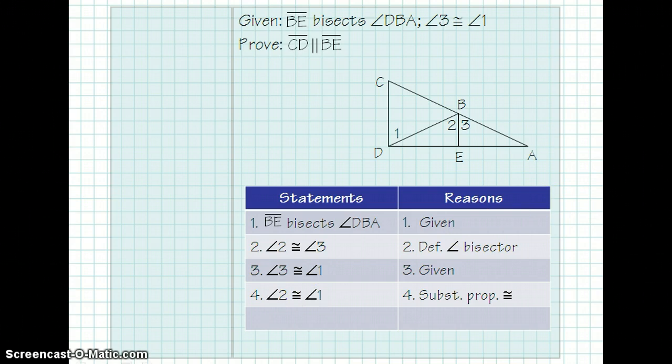But substitution can also work. And so line segment CD is parallel to line segment BE. And that's the way that I state that. Now, I'm not that picky on some of these, but when you're doing the parallel line proofs, you need to be aware that you're using the converse of the alternate interior angles theorem. So make sure you add that wording if it's appropriate. Alrighty.